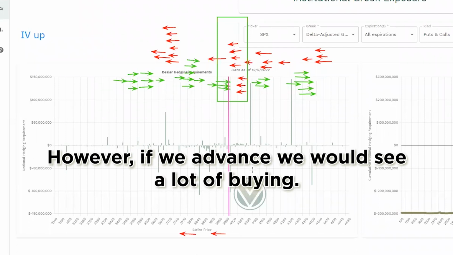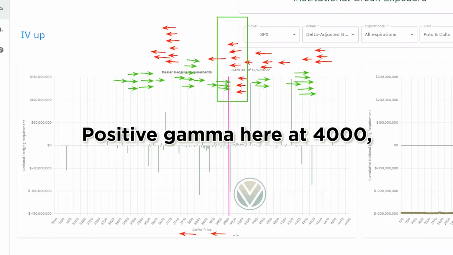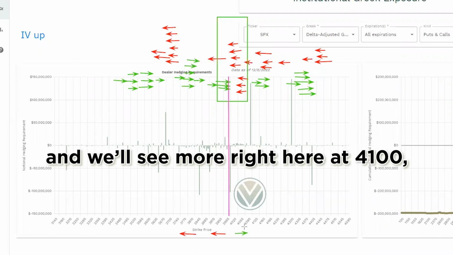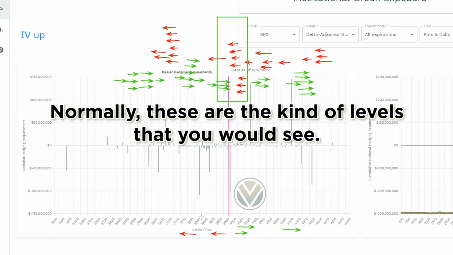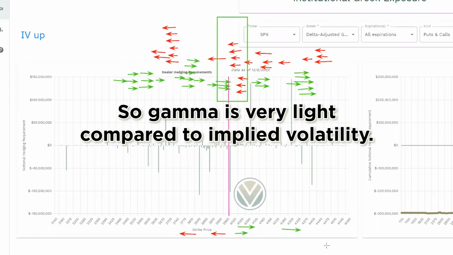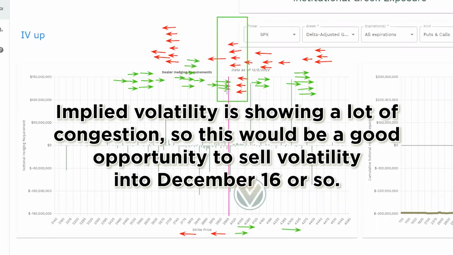However, if we advance, we would see a lot of buying. Positive gamma here at 4,000. Then we'll see more right here at 4,100, and then more here at 4,300. Normally, these are the kind of levels that you would see. So gamma is very light compared to implied volatility. Implied volatility is showing a lot of congestion. So this would be a good opportunity to sell volatility into December 16th or so.